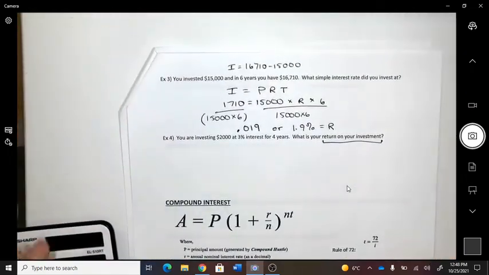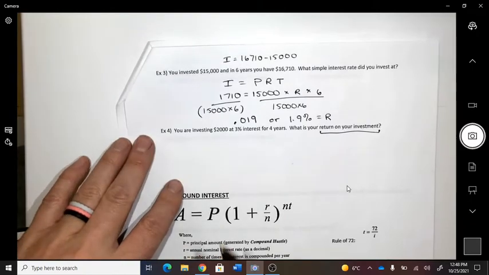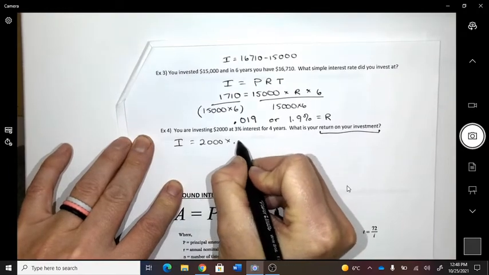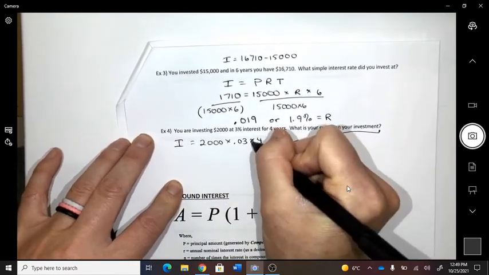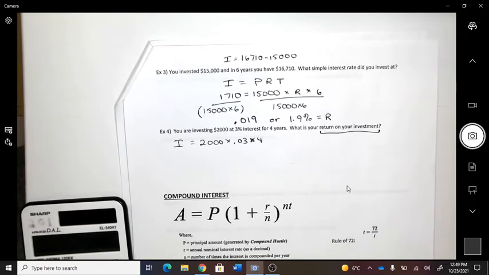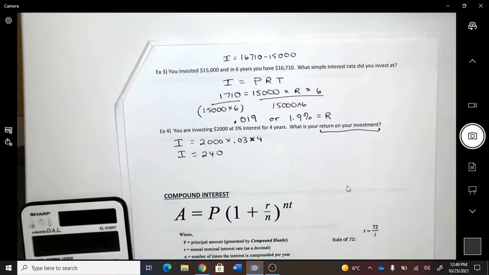Okay. You're investing at 3% for 4 years. So interest equals P times the rate times the time. Okay, so we made $240 of interest off that.